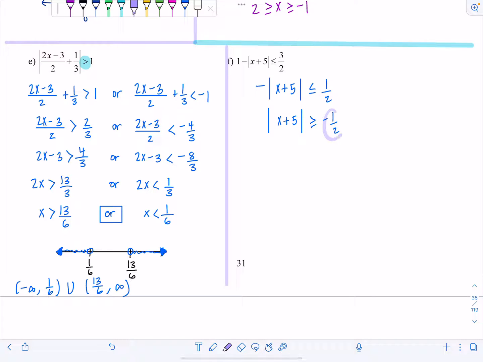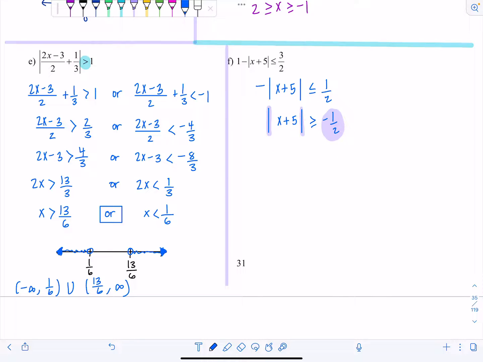Oh, we've got a negative number over here. So let's stop and think. Is it possible to take the absolute value of something and have it come out greater than negative 1/2? You know, it's always true. Anytime you take the absolute value of some quantity, no matter what's in there, it's always going to come out positive. Worst case scenario, it's going to be 0. 0 is greater than negative 1/2. So there's no way this won't be true.